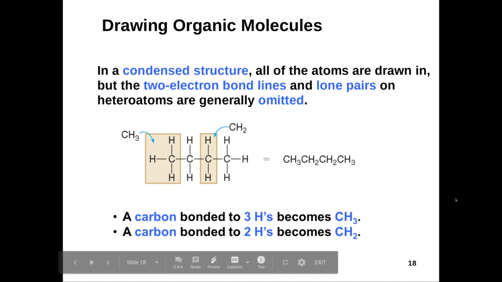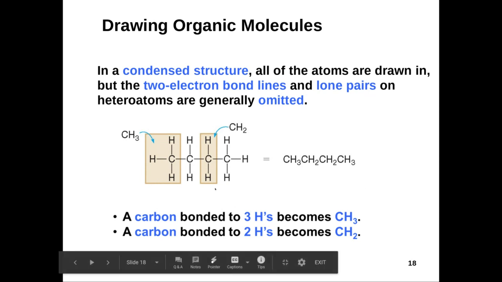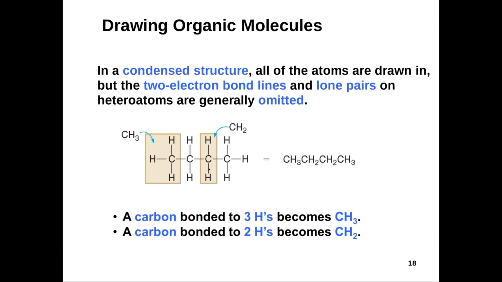Let me get back to where I was. So in this condensed structure, all the atoms are drawn in, but the 2 electron bond lines and the lone pairs are generally omitted. Thinking about this generalized structure, we can do a condensed structure by simply omitting all the bonds. And this is functionally equivalent to this. Because again, CH3, CH3, CH2, CH2. So this and this are functionally equivalent.